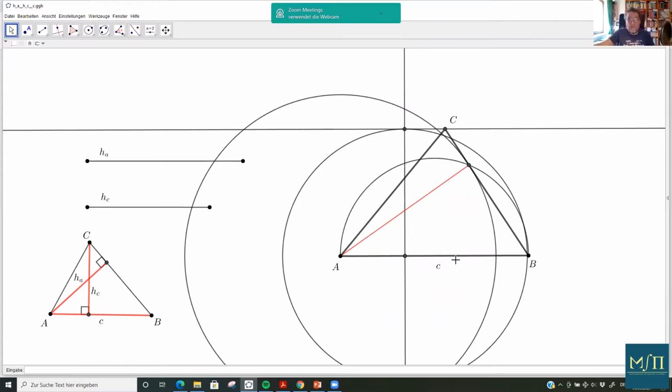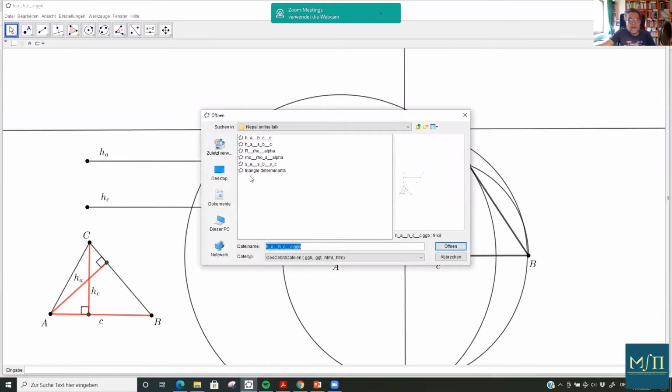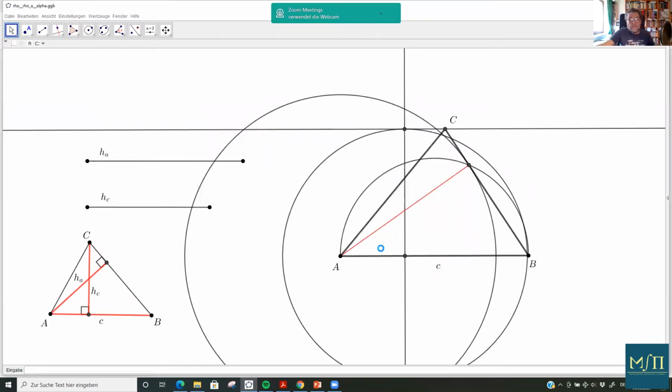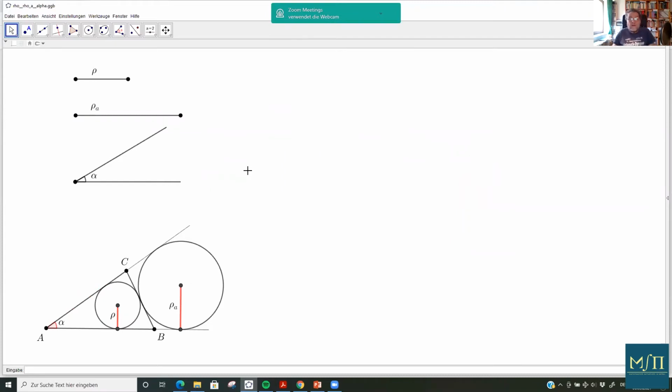Okay, so that was our first problem that I wanted to have a look at. Now let's have a look at the second. The second, we don't need to save this, I don't think. The second one that I have was this one. This one here. So this is a second problem.